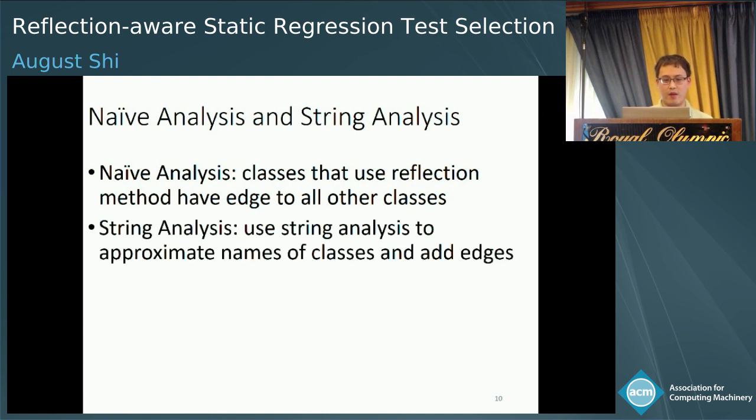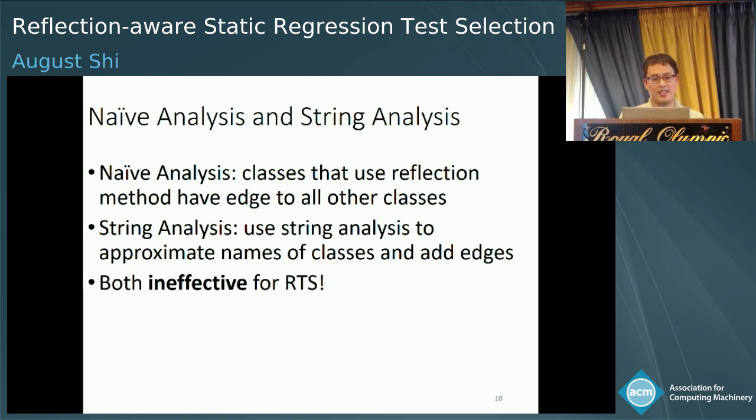So we try to make it a bit better by using a bit of string analysis. This is a strategy used in static analysis to take care of reflection in other domains beyond RTS. The idea is that since most of the methods use the name of a class to figure out what the class actually is, we can try to track those strings to guess at what the reflection actually is.